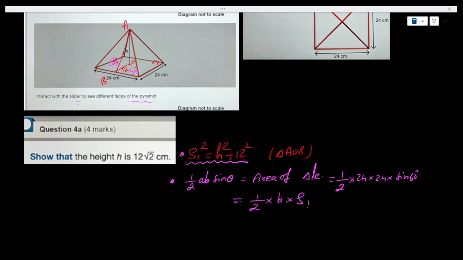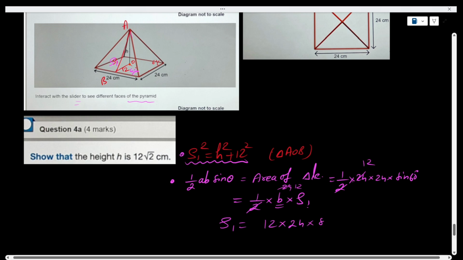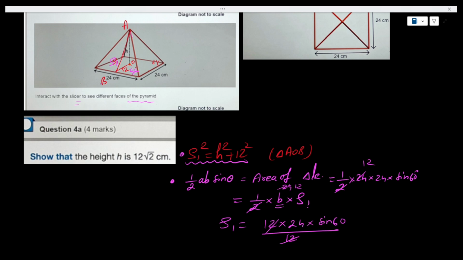Now the base, we know, is 24. So what will be your S1? S1 is going to be 12 times 24 times sine 60 divided by 12. If you do this, you will get S1 and then you can use Pythagoras theorem to get the answer. What is the other way?